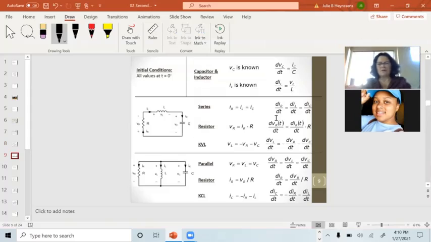So that is it for the circuit analysis part.